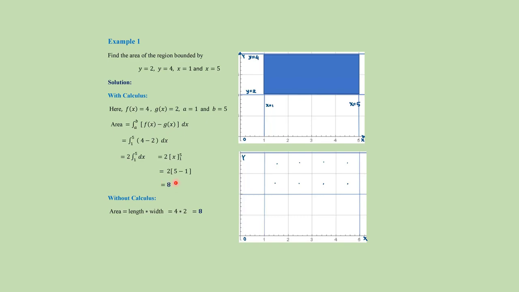Now, if you want to solve the same problem without calculus, then this is a rectangle of length 4 and width 2. So its area would be length times width, so 4 times 2, which is 8. That means we have a total of 8 square units in that shaded part.